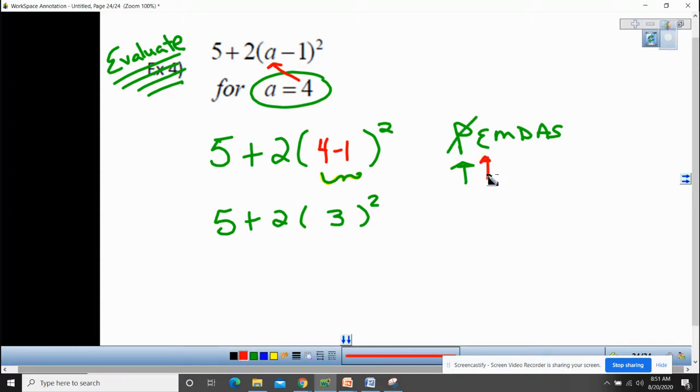The next one we watch for is exponents. Here's an exponent. So I'm going to bring down everything. 5 plus 2. Always leave parentheses in if there's a number attached, right? So just focus right here and do your exponent. How much is 3 squared? So what's 3 squared? It is not 6. It is not 6. 3 squared means 3 times 3 equals 9.